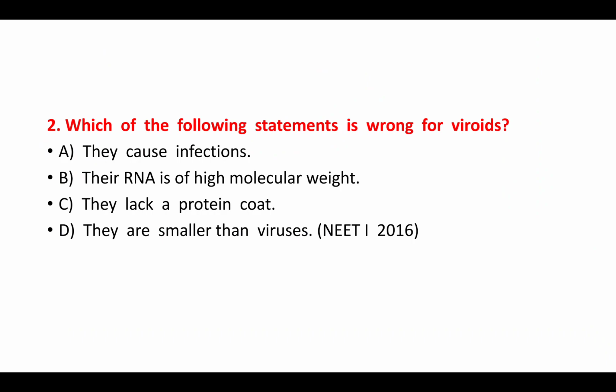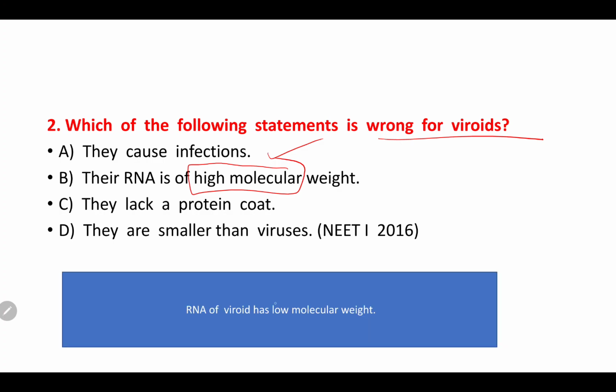Let's move on to the second question. Which of the following statements is wrong for viroids? They cause infections. Yes, this is true. And their RNA is of high molecular weight they have given. But the RNA of viroid is of low molecular weight. So this is a wrong statement. They lack protein coat. Yes, this is true. And they are smaller than the virus. This is also true. But the only wrong statement is option B.